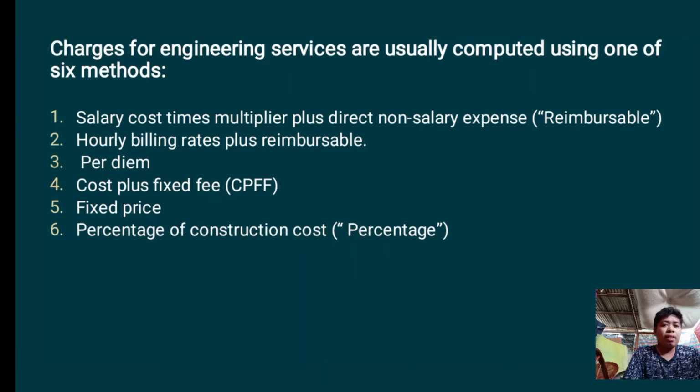Number 1 is salary cost times multiplier plus direct non-salary expense or reimbursable. So, pag sinabi natin reimbursable, ito yung mga kailangan bayaran sa construction project. Number 2 is hourly billing rates plus reimbursable. So, this is the charge being paid to engineering services per hour.